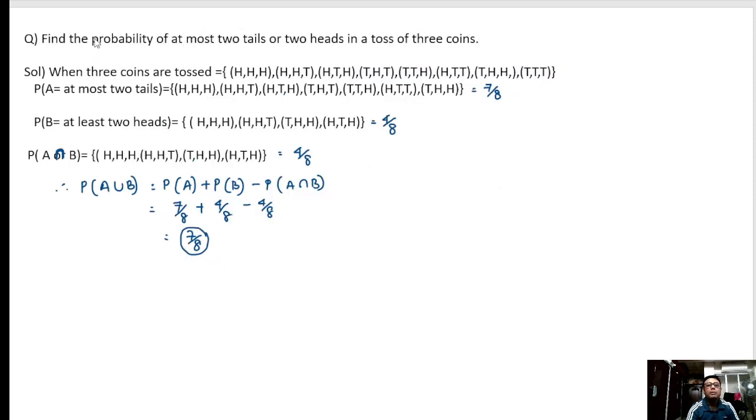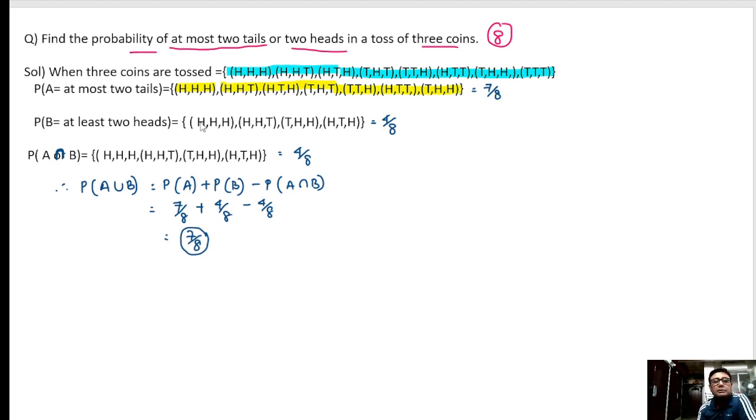Next, find the probability of at most 2 tails. That means you can have at most 2 tails or 2 heads. So when you are tossing 3 coins, there are 3 coins, means total 8 options. So these are your 8 options. This is the main sample space. Now what do we want? I want to choose at most 2 tails. That means 2 tails or more than 2 tails. So it is coming 7/8.